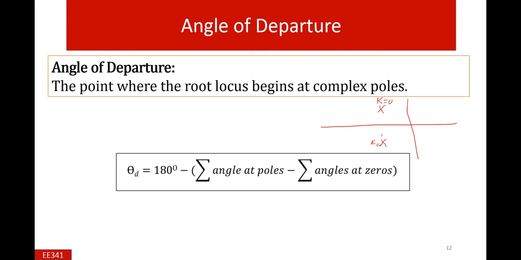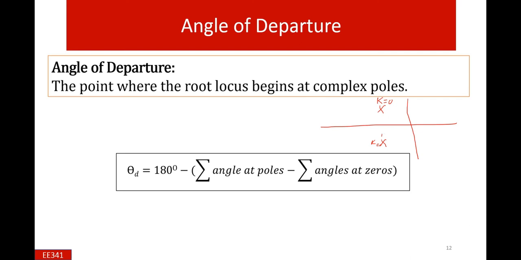So at what angle the poles are leaving by the root locus, that angle is called the angle of departure. And what is the formula to find the angle of departure? It is equal to 180 minus the difference between the sum of the angles of the poles at the given point and the angles of the zeros at the same point.